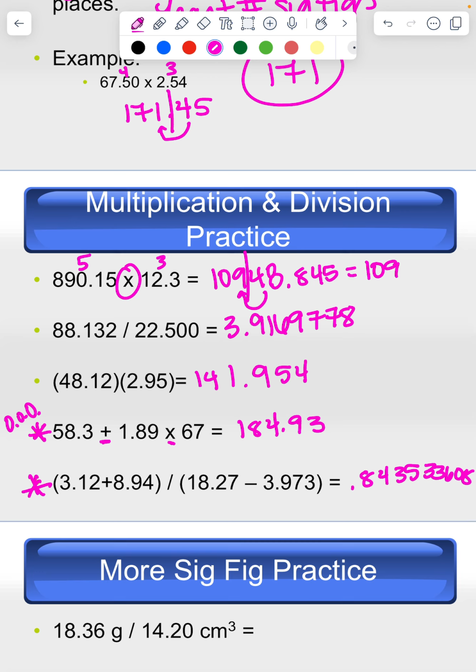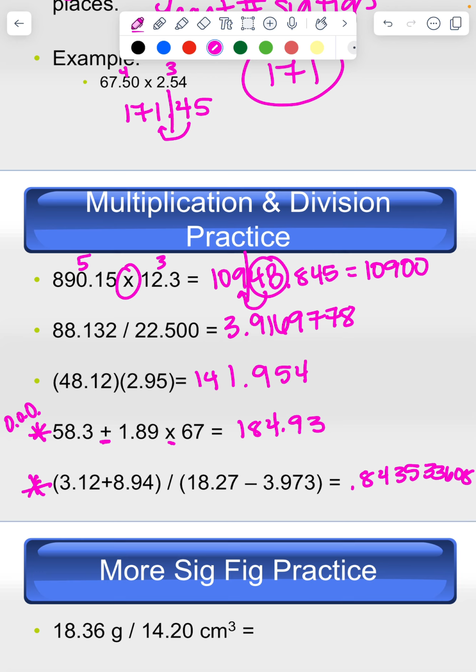So with these, you have to remember, this is 10,948. If I just put 109, that is nothing like that first number, that original raw answer. All right, so I do have to remember to put 2 zeros to act as placeholders for this. All right, so it's going to be 10,900.